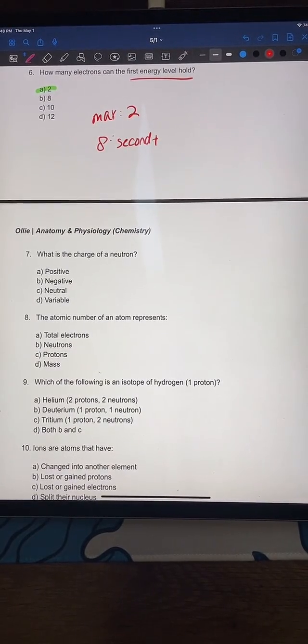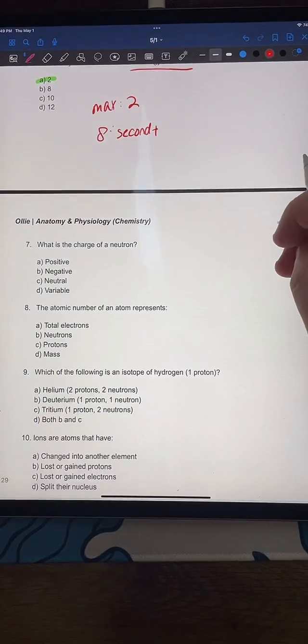Number 7, what is the charge of a neutron? What is the charge of a neutron?